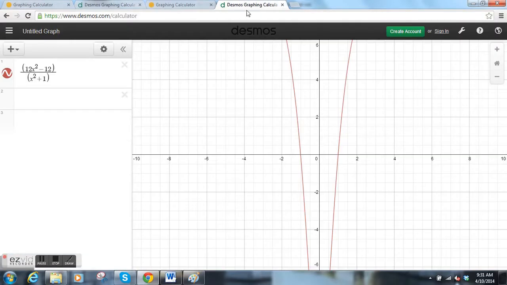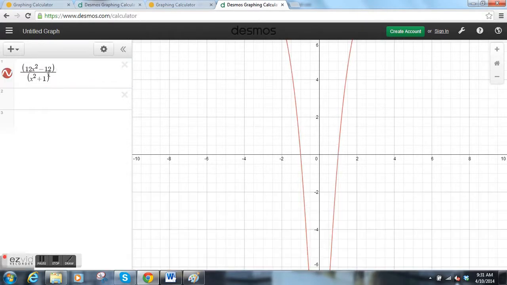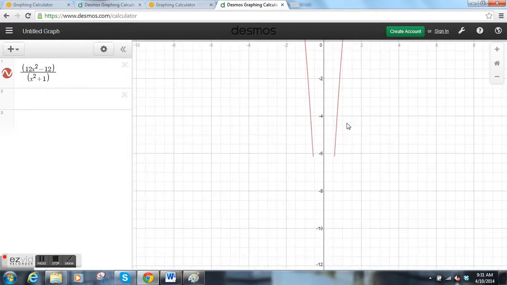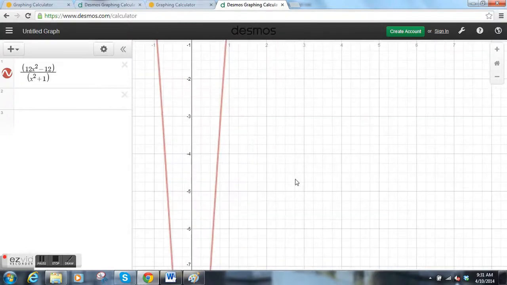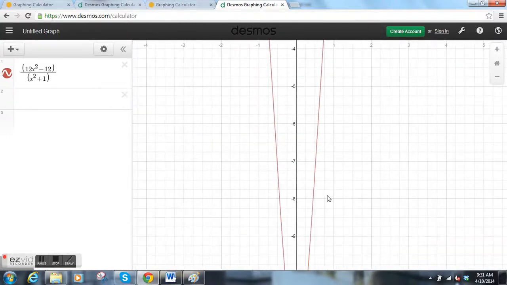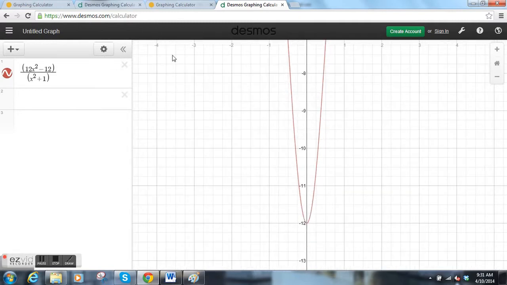I also like this one, the Desmos Graphing Calculator. I have no money in either one of these programs, so use them or don't, I don't care. So I typed in the formula here. Again, this is question 31, 12x squared minus 12 divided by x squared plus 1. For this one, you can drag your mouse around to see the various points, and then you can zoom in or not. For me, it's a little harder to change the scale, but I'm sure there's a way to do it. So if you care about messing around with that, you're welcome to.